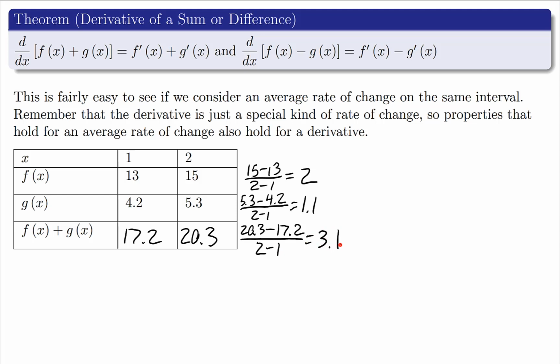3.1. And the key here is that I took the average rate of changes separately, or I added the functions together first and then took the average rate of change. But notice that this number plus this number taken separately is equal to this number that was done second.